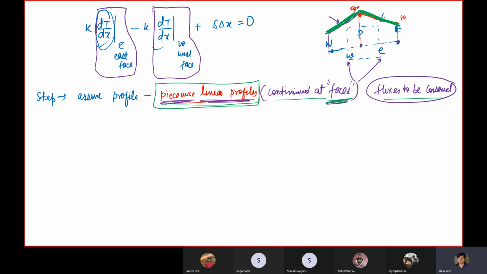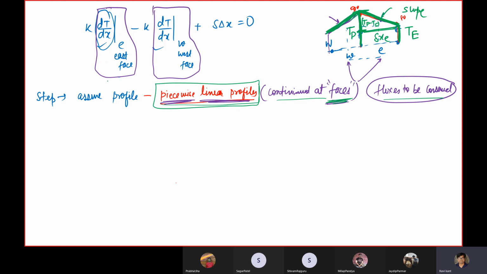So what is this slope over here at east face? So this value here is TP. Okay, this is your TP, this is your TE, isn't it? And if you want to estimate the slope, you have to subtract TP minus TE value at this particular guy over here, and you have to divide it with the domain length, that is delta XE.